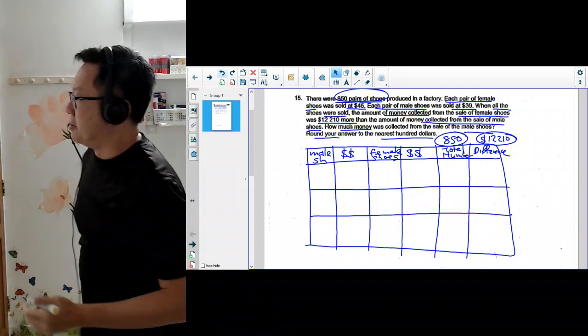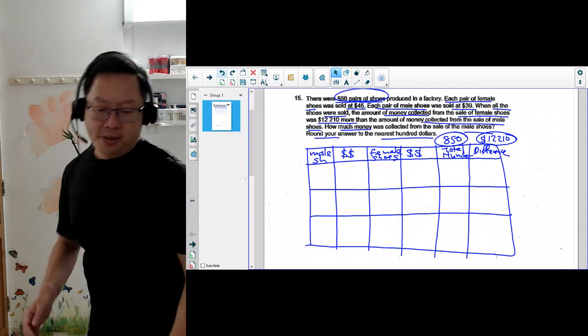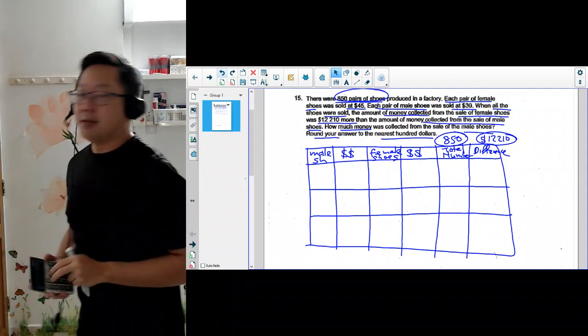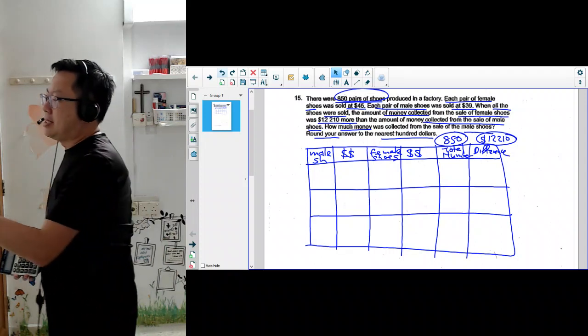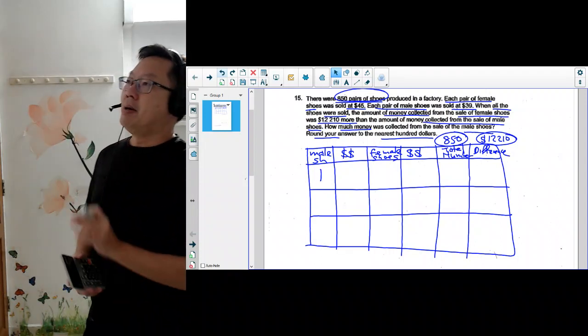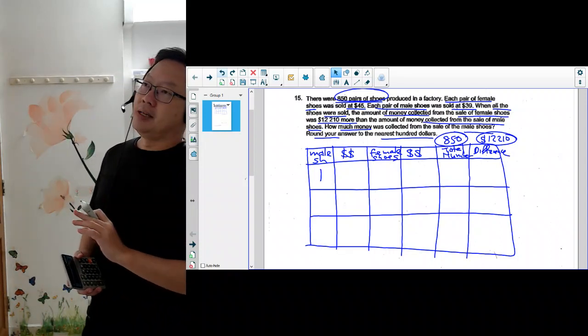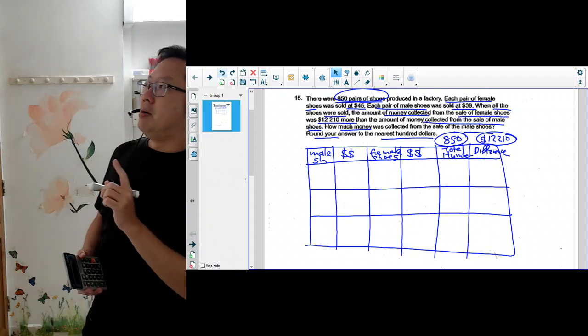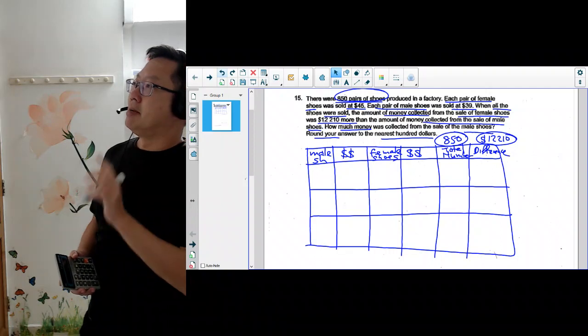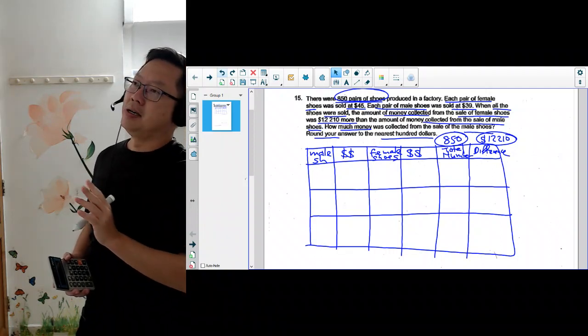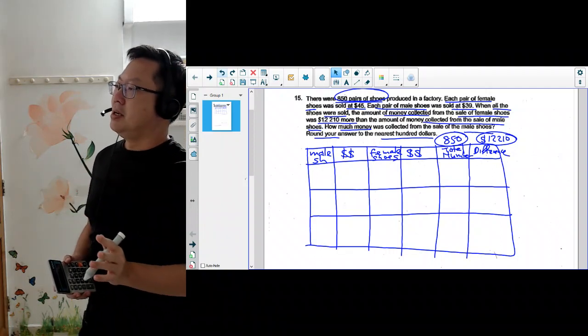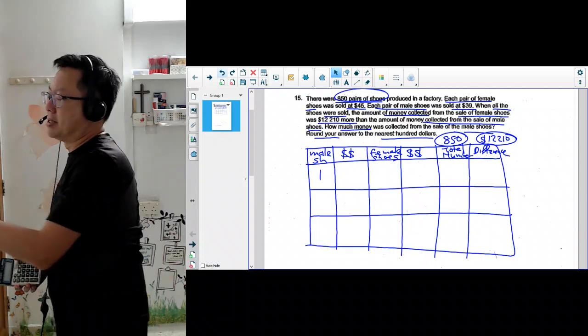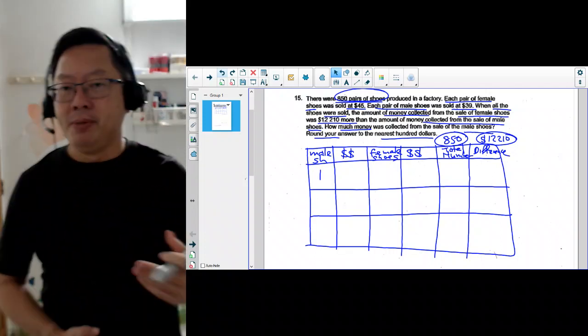So how do we do it? The method is not guessing. We don't guess. So we start with 1 male shoes. But you can see that there are more female shoes than male shoes, so I don't think we want to start with 1, because the money collected from the female shoes is more than the male shoes. So I think I will start with 1 male shoes. Why 1 male shoes?